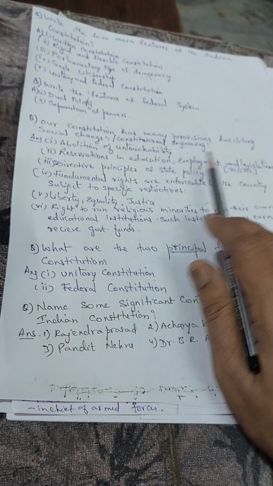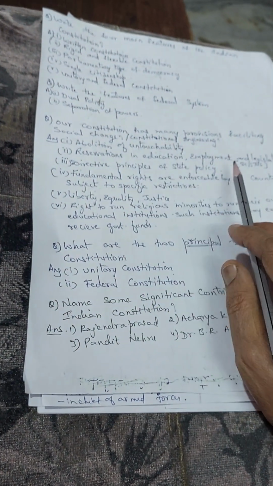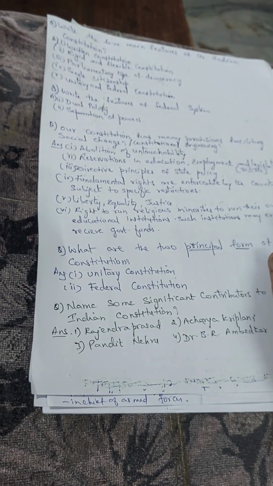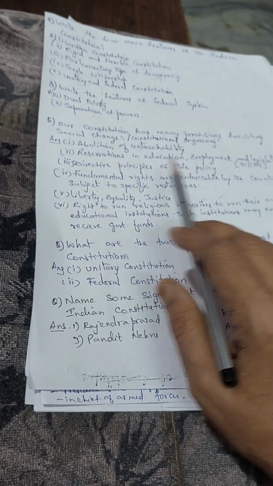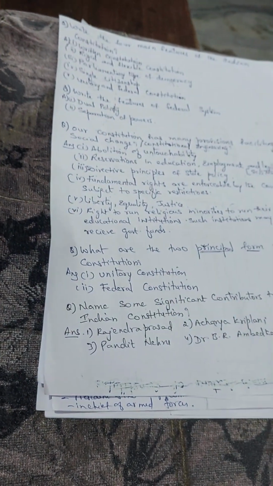They were given seats in these three: educational, employment and legislature. Three fields also, children. Next we'll see directive principles of state policy.